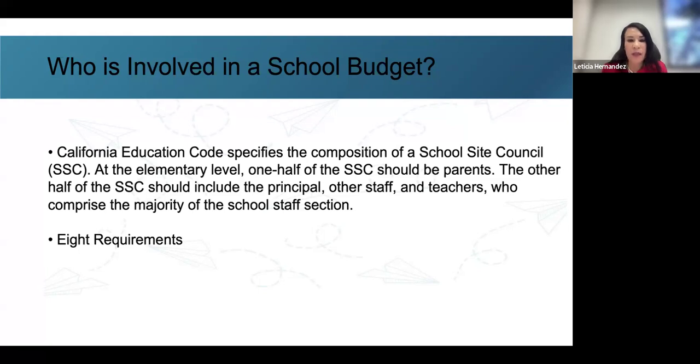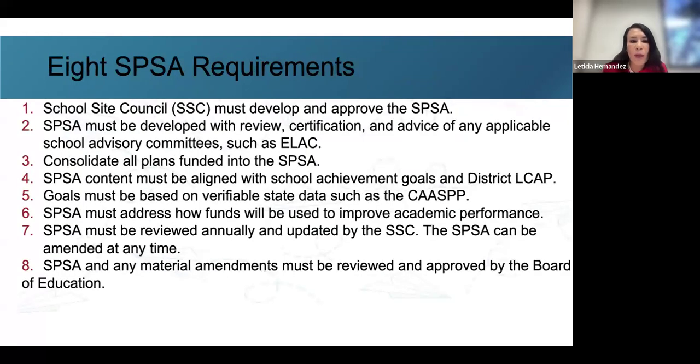So there are 8 requirements. These 8 requirements include that the school site council must develop and approve the SPSA. So that means that the principal would come with information, share it with all of the constituents, and they would finalize it together. The SPSA must be developed with review, certification, and advice of any applicable school advisory committees, such as ELAC. So the English Language Advisory Committee should also be advised about how to spend the money, because if you have a high percentage of English learner population, they should have the opportunity to voice their opinions as well.